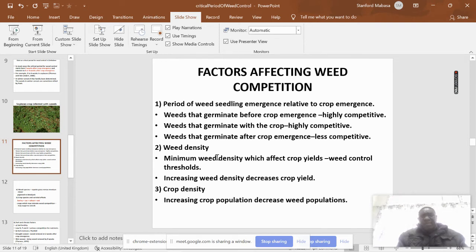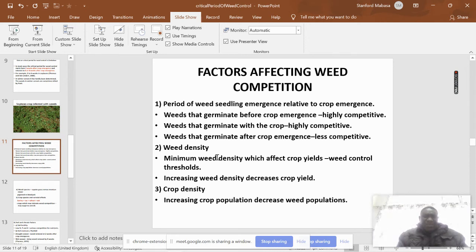The other factor is weed density. Remember, there is a minimum weed density which affects crop yields. We call this the weed control threshold. And in fact, increasing weed density tends to decrease crop yield. So if the density is very high, farmers need to come in and remove weeds, maybe starting from 2 weeks. But if the weed density is very low, maybe it may not be necessary to even weed.